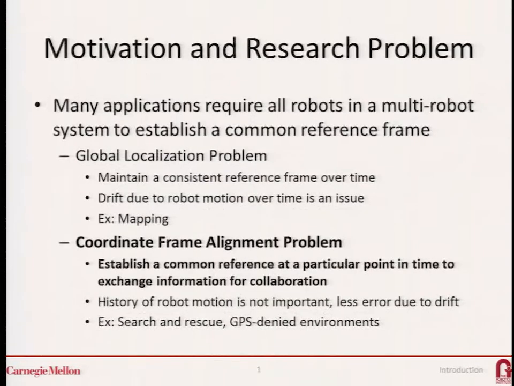There are many applications that require a multi-robot team and all the robots on that team to establish a common reference frame for operation. Basically, these applications can be split into what we call the global localization problem and the coordinate frame alignment problem. In the global localization problem, you need to maintain a consistent reference frame over a long period of time for applications such as mapping, whereas for the coordinate frame alignment problem, you only need to establish a common reference frame at particular points in time for exchanging information between your robots so that they can collaborate. And most importantly, the history of motion is not important.